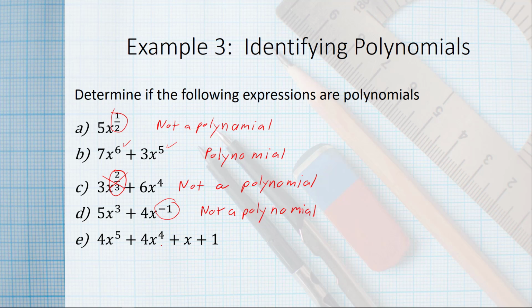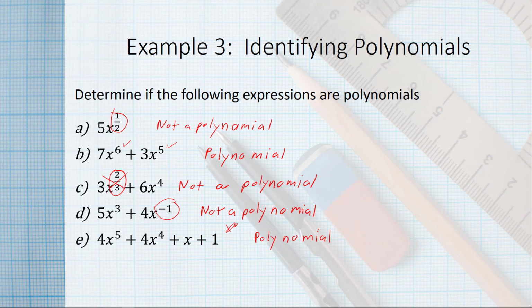And then finally, this is a polynomial. Notice that 1 could be rewritten as x to the 0, which is a whole number, so that is fine. And we have an integer power here, integer power there. This is to the first power. This is to the 0th power. Once again, 0 is a whole number. So this is a polynomial.